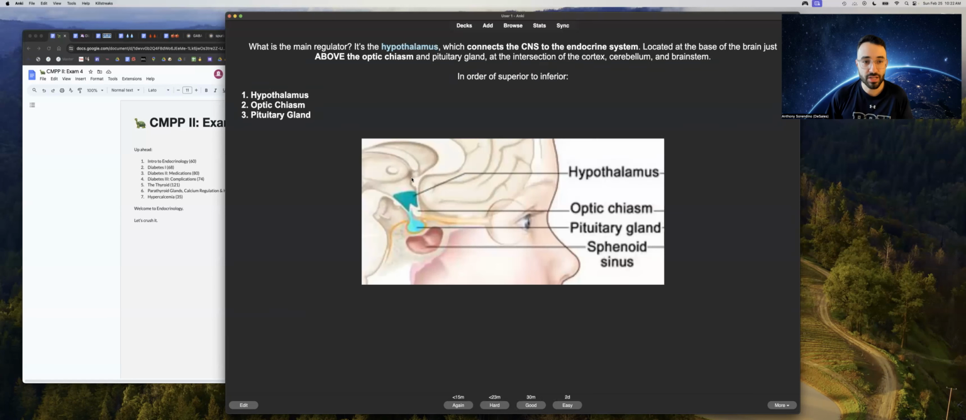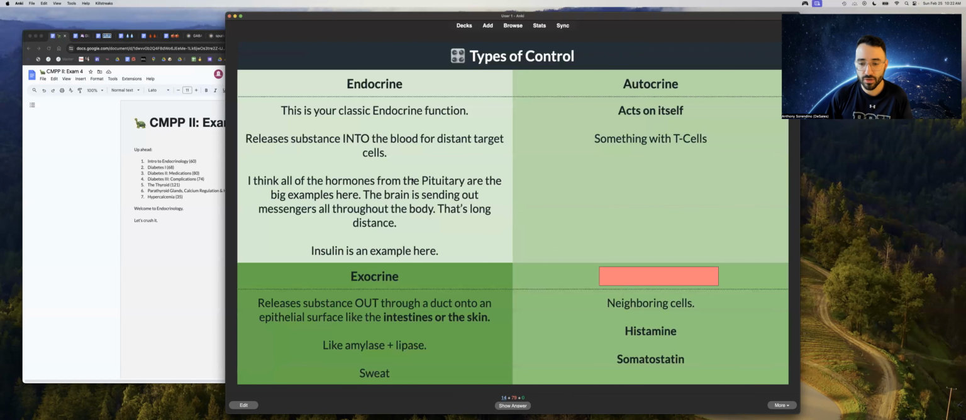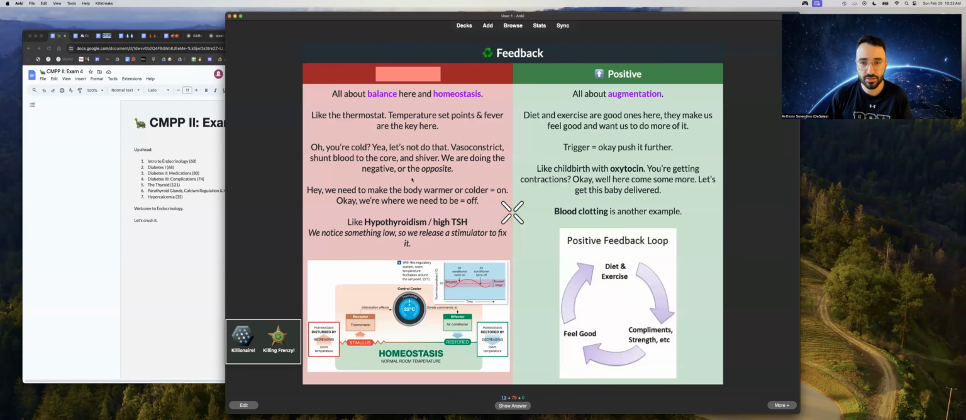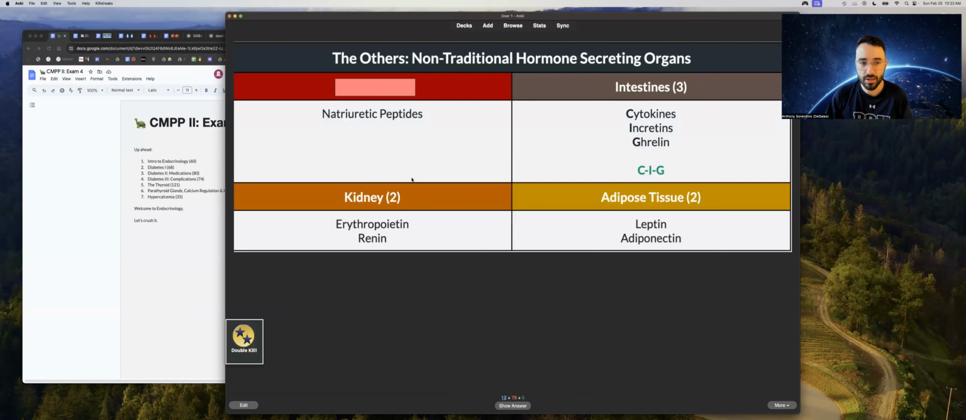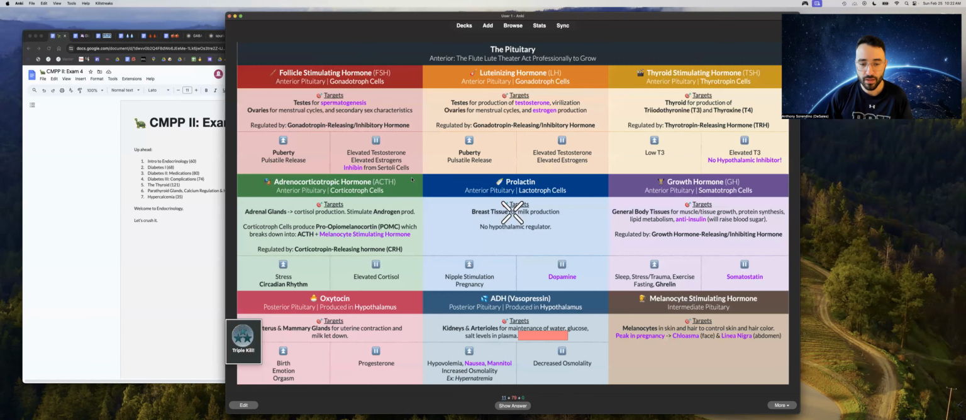What is the main regulator? It's the hypothalamus. Bottom right is going to be paracrine. This is going to be the negative feedback loop. This is going to be the heart. Kidneys and arterioles for maintenance of water, glucose, salt levels in plasma. Vasoconstriction. Let's go. No hypothalamic regulator for prolactin.